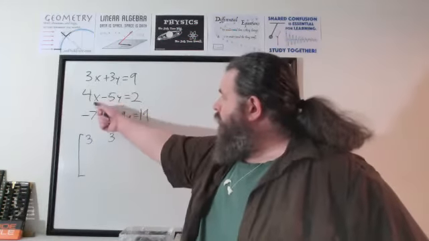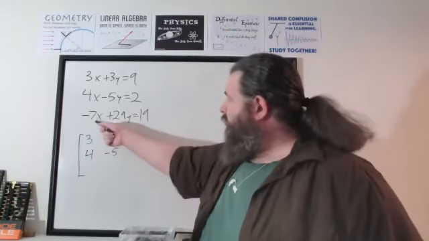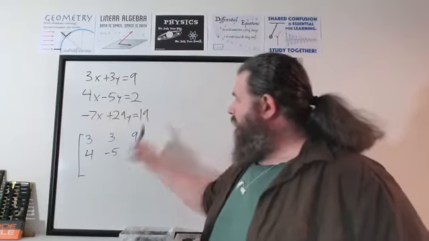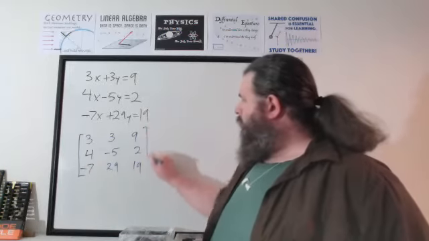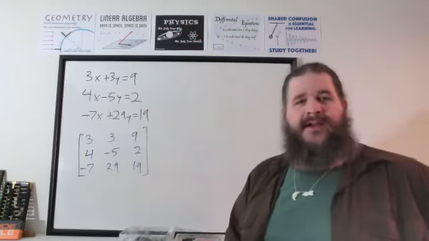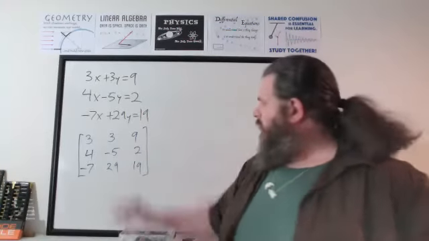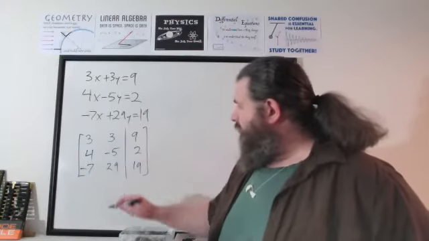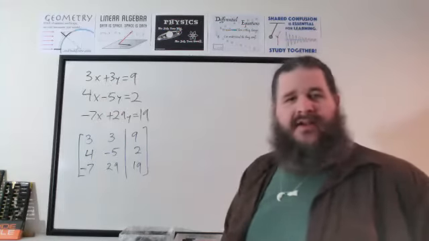And then the next equation, 4, negative 5, 2. And the last equation, negative 7, 29, 19. So this matrix has all the information from the system of equations. We're just presenting it in a different format. We also usually draw a vertical bar here to separate the coefficients of the variables and the numbers on the other side of the equation.